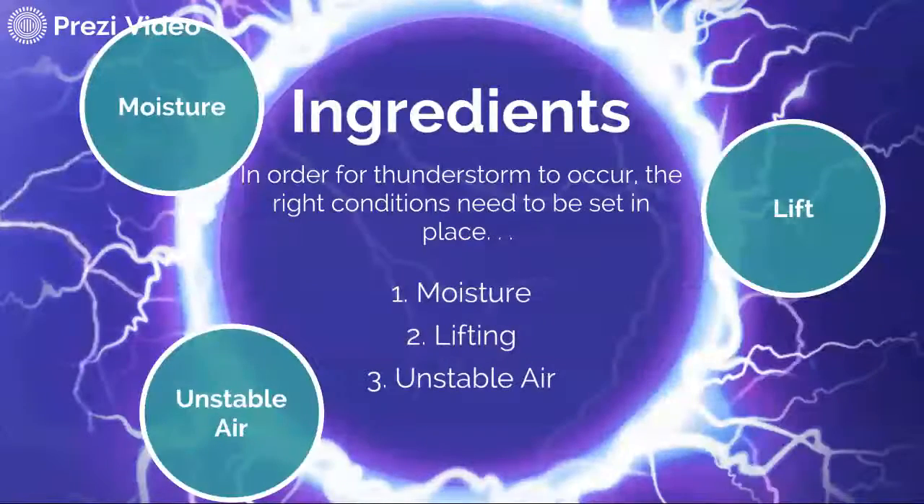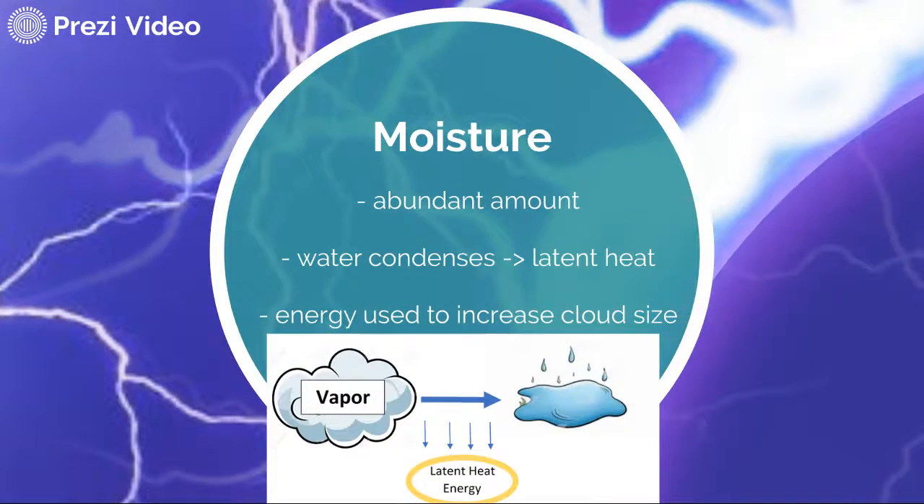So in order to create a thunderstorm, there's really three main ingredients that we need. And this combination of all of this helps create the perfect mixture for a thunderstorm. So they are moisture, lifting, and unstable air. So when I say moisture, I'm talking about the water vapor content. And the more abundant that this is in the air mass, the bigger the storm could potentially be, right?